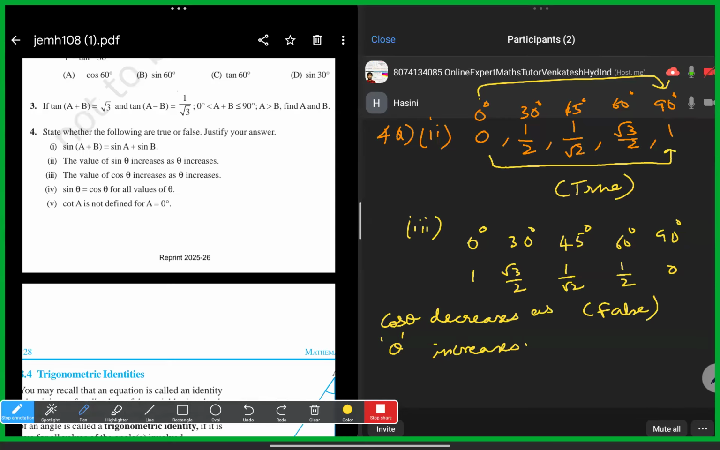Next one, Hasni. Sin theta increases as theta increases.